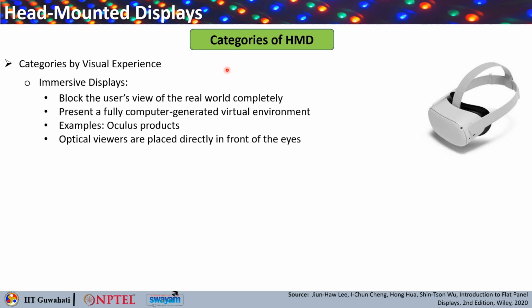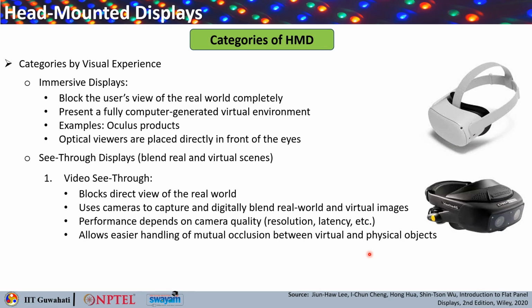Now, let us look into the different categories of head mounted display. You can categorize head mounted displays based on their visual experience. One category is called immersive displays. Immersive displays block the user's view of the real world completely, like this. You can't see what is happening in front of your eyes. You are looking into a fully computer generated virtual environment. Some examples are Oculus products. Here you have optical viewers which are placed directly in front of the eyes.